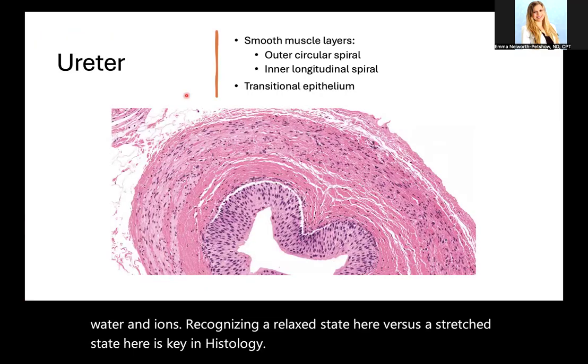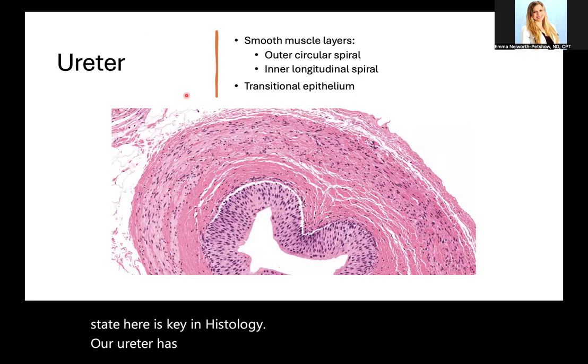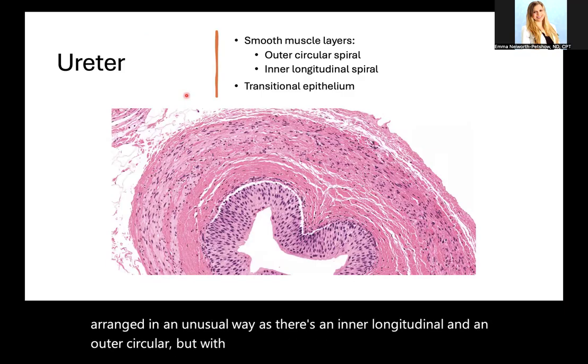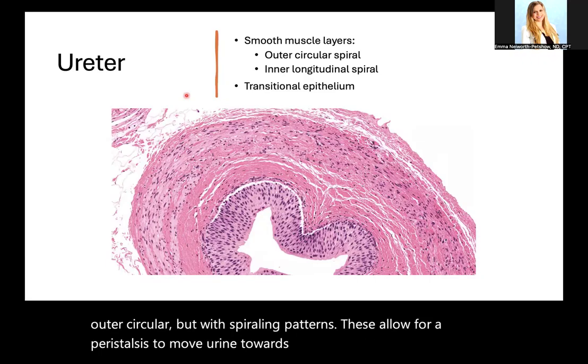Our ureter has transitional epithelium and smooth muscle layers arranged in an unusual way, as there's an inner longitudinal and an outer circular layer, but with spiraling patterns. These allow for peristalsis to move urine towards the bladder in accompaniment with gravity.